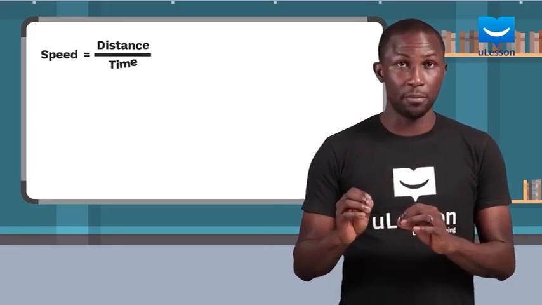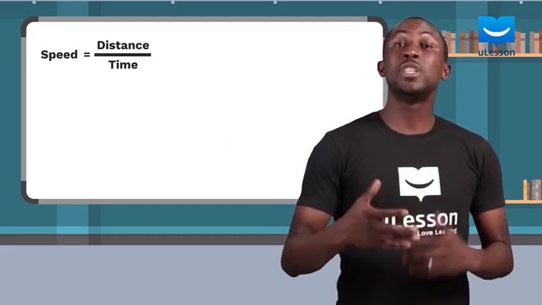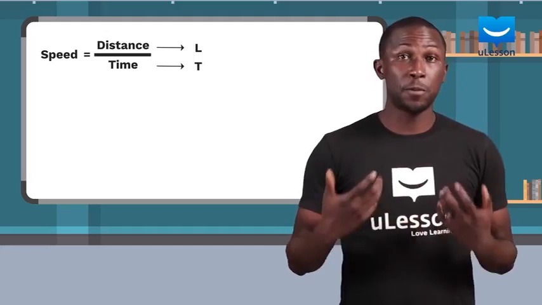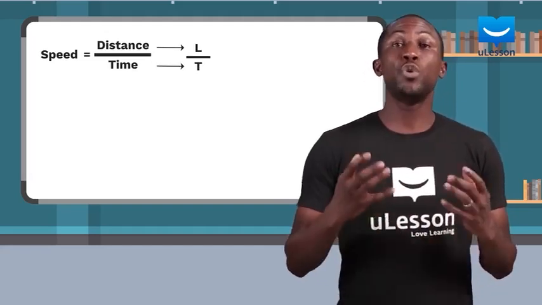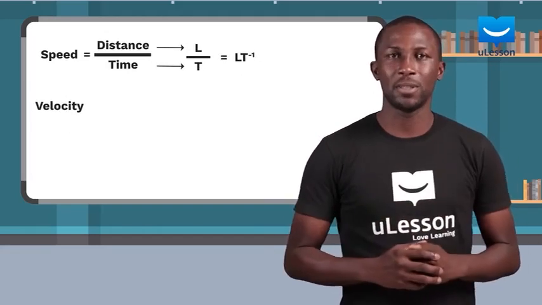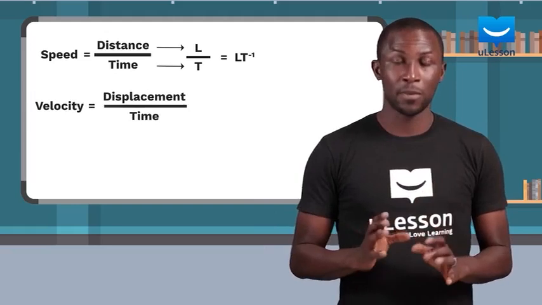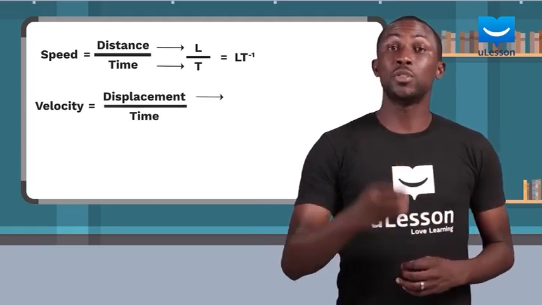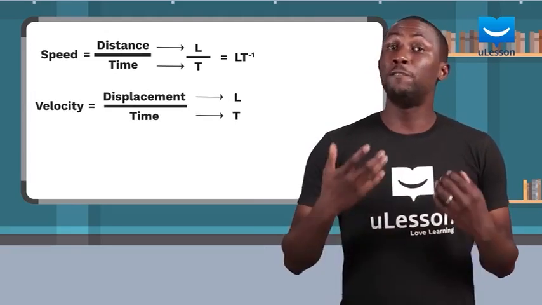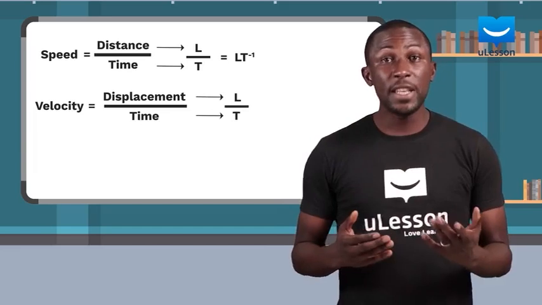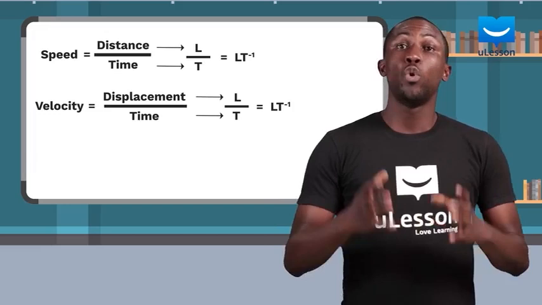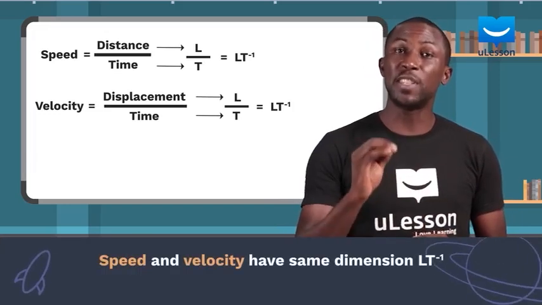Then speed. Speed is given by distance over time. Distance is length, so the dimension is L. And the dimension of time, you remember, is T. So the dimension of speed is going to be L over T, which is the same as L T raised to the power of minus 1. Then let's take on velocity. Velocity is displacement over time. Displacement is also length, so the dimension will be L. And the dimension of time is T. So the dimension of velocity again will be L over T, which is the same as L T raised to the power of minus 1. So we see that both speed and velocity have the same dimensions.